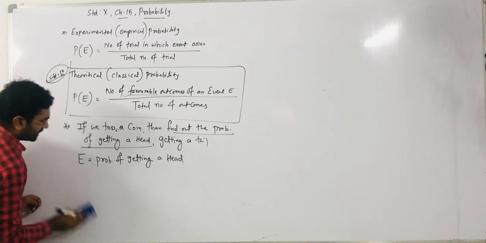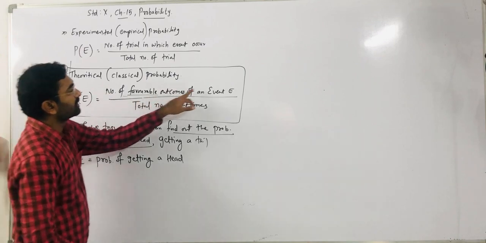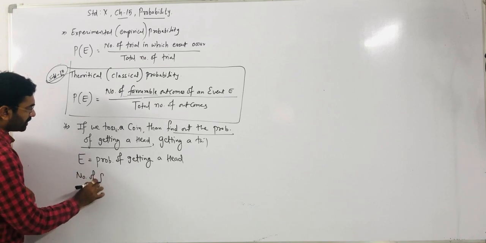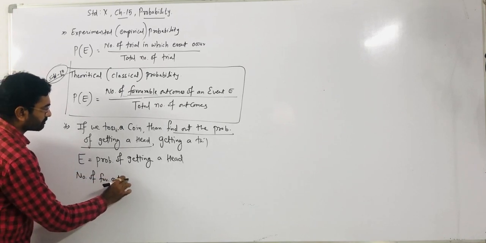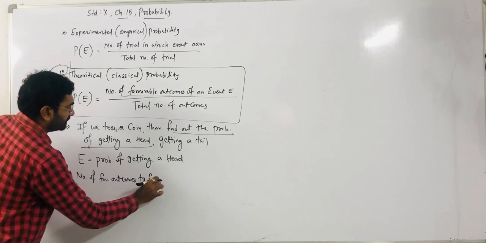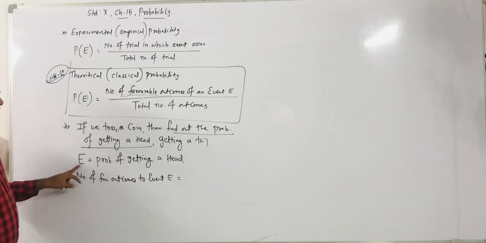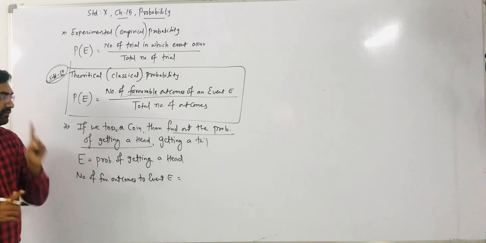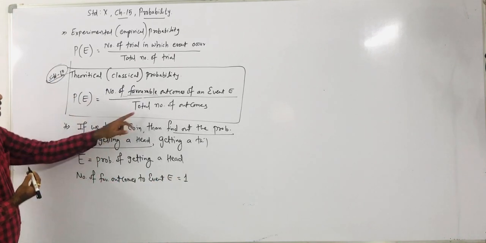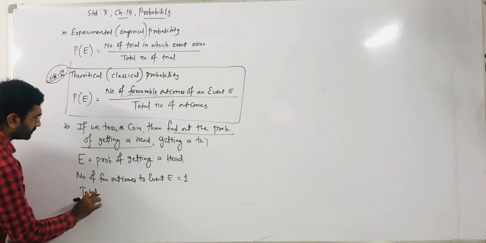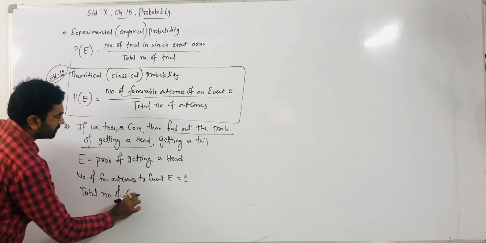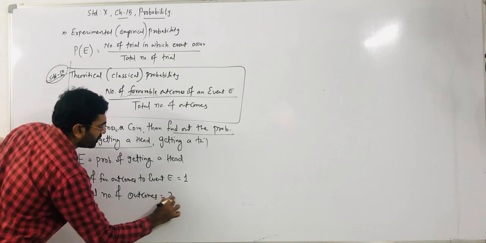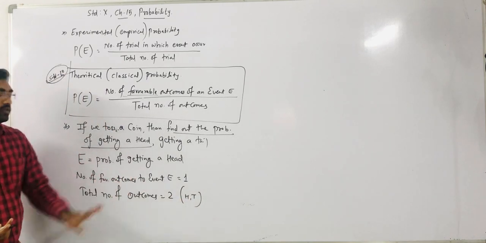In that formula, the number of favorable outcomes of event E we have to write in the numerator. The number of favorable outcomes of event E is getting a head. Whenever you toss a coin one time, you get a head only one time. So this is 1. Total number of outcomes: whenever you toss a coin, how many outcomes are possible? 2. Which two outcomes? Head and tail.